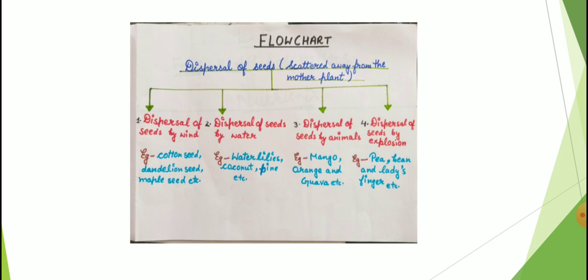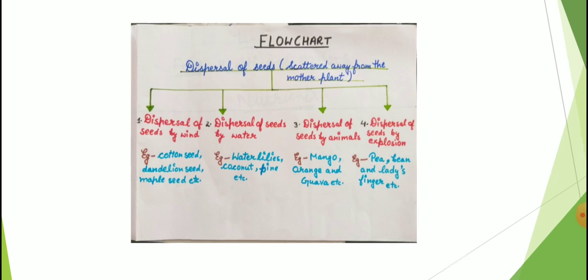Next, dispersal of seeds by explosion. When some fruits become dry, they explode or burst open with great force, scattering the seeds away from the mother plants. So, this type of seed dispersal is by explosion. Examples are peas, beans and blossom. These seeds are dispersed by explosion.